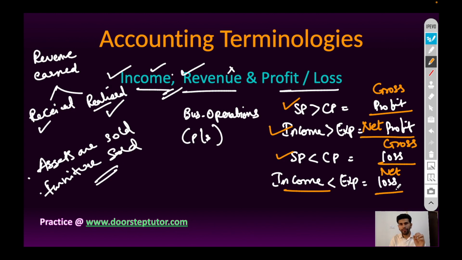And if goods are sold at higher than cost price, there will be gross profit. Goods are sold at lower than cost price, there will be gross loss. If income is higher than expenses, there will be net profit. And if income is lower than expenses, there will be net loss.